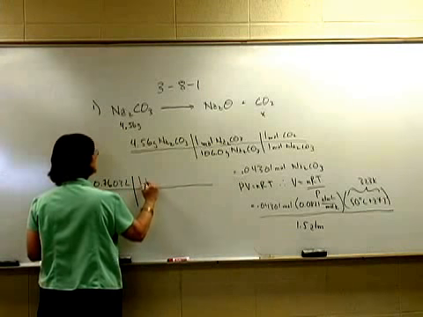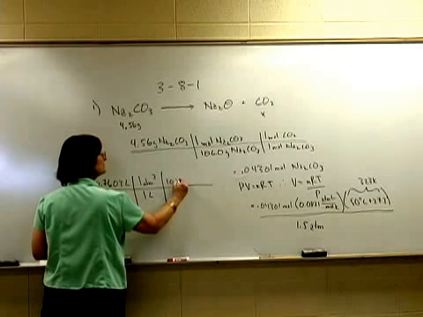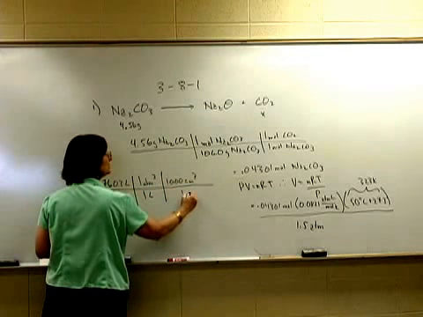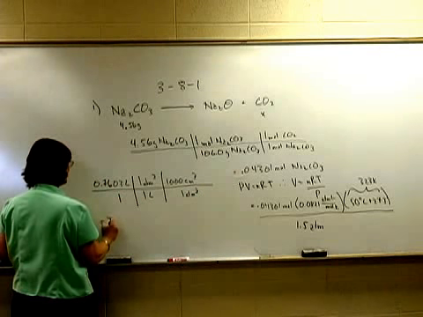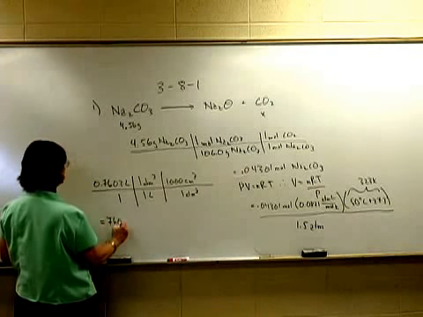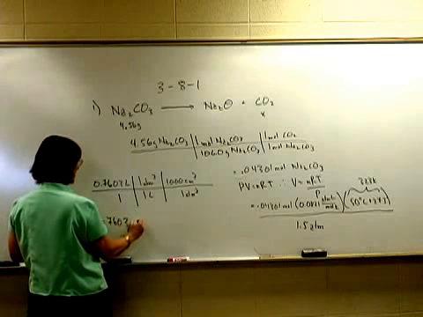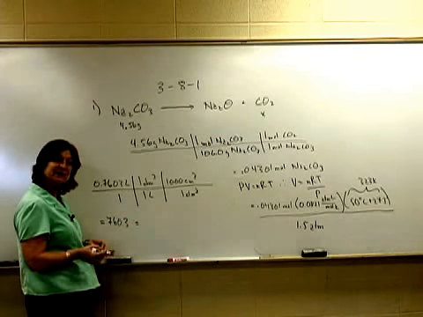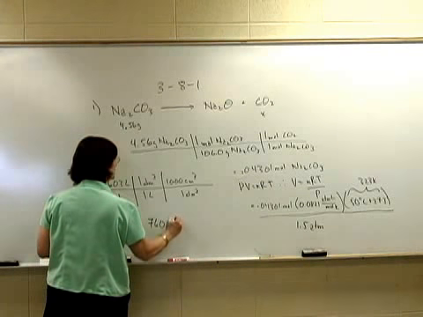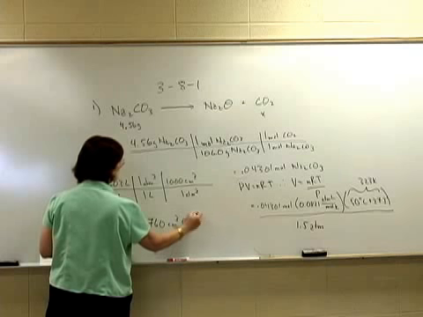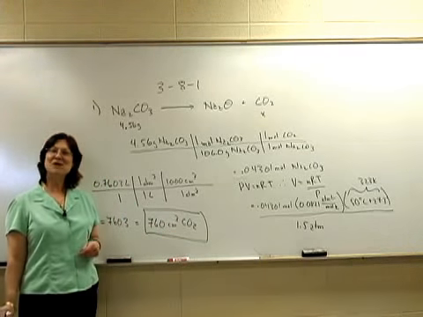I know that 1 decimeter cubed is equal to 1 liter, and there are 1,000 centimeters cubed in 1 decimeter cubed. Therefore, my answer here would be 760.3. I want 2 significant digits in my final answer, and therefore it is 760 centimeters cubed of carbon dioxide. And that's how you do number 1.